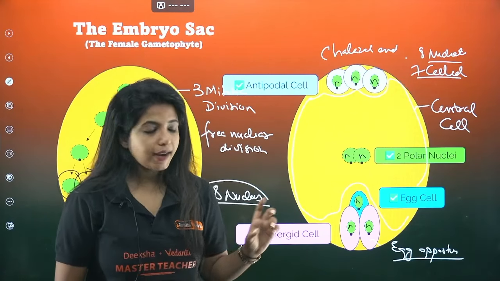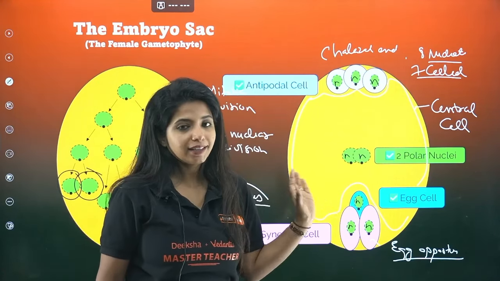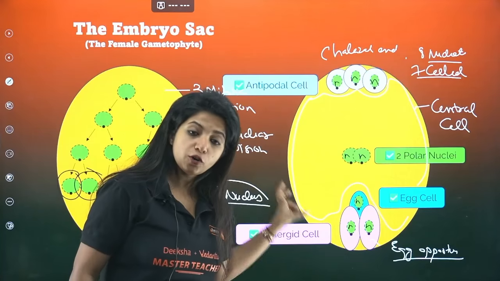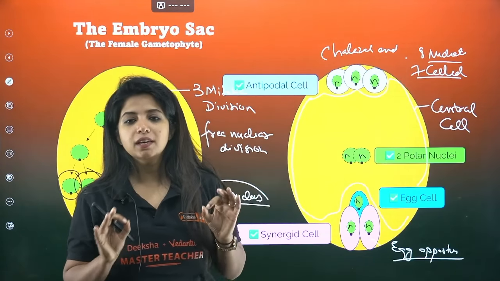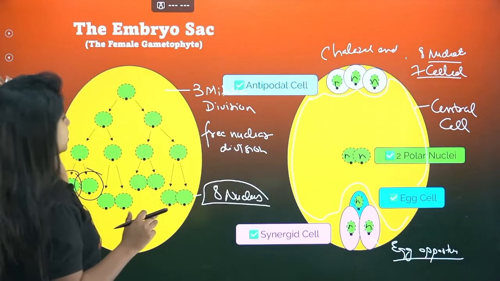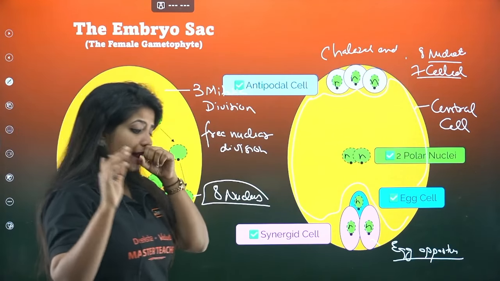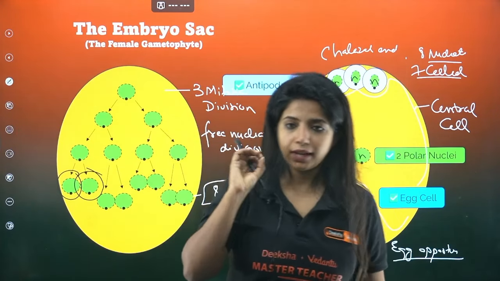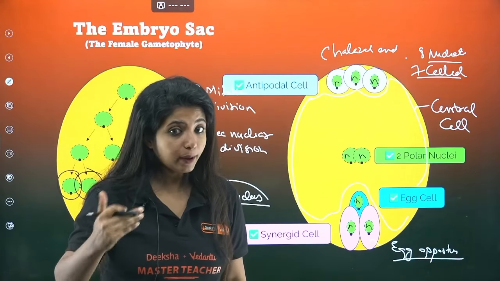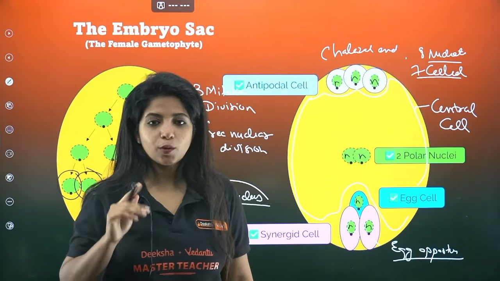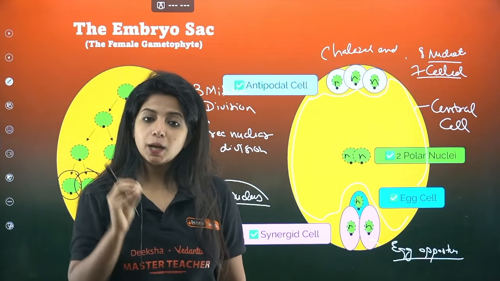Okay, and the egg apparatus is going to be there in the micropylar end. The pollen tube carrying the male gametes also comes in the micropylar end only. Everything important, even this division which is happening, the megasporogenesis, also happens in the micropylar end. Done. I hope this is clear, right? Now I'll go further and explain one more thing over here itself, and that is double fertilization.